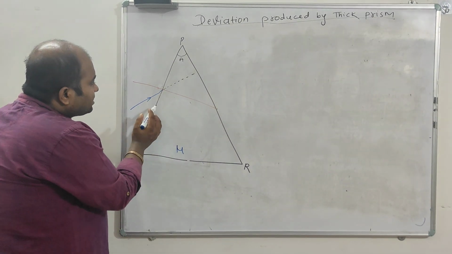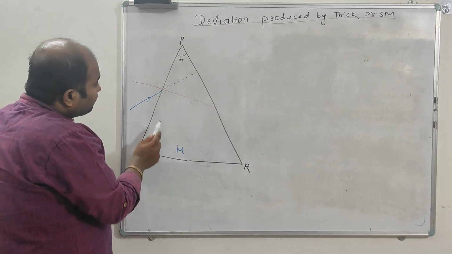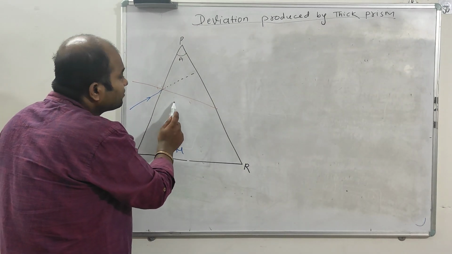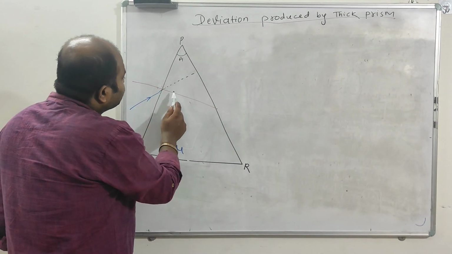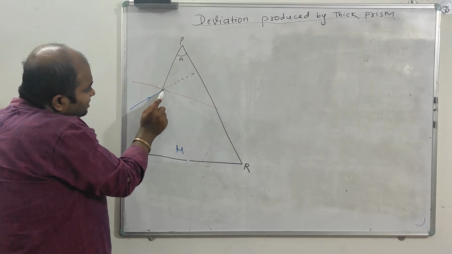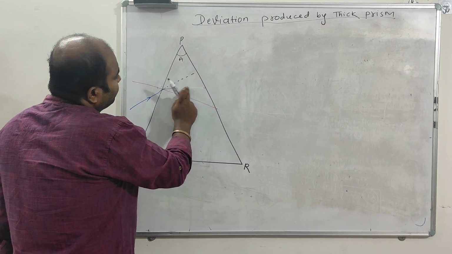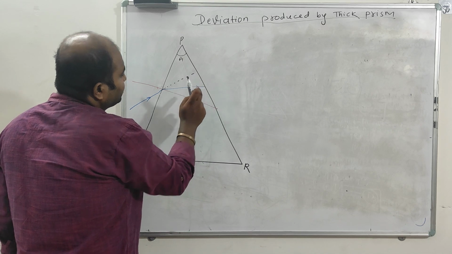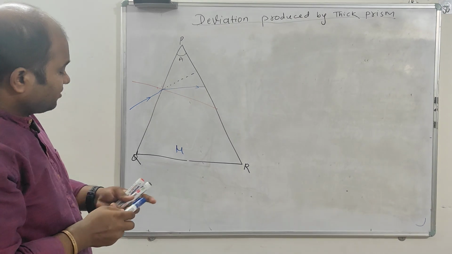So the light passing through the first surface, what will happen? The light is entering from a rarer to a denser medium, air to glass. So for a rarer to denser medium, light bends towards the normal. So this is the normal, and the light turns towards the normal.